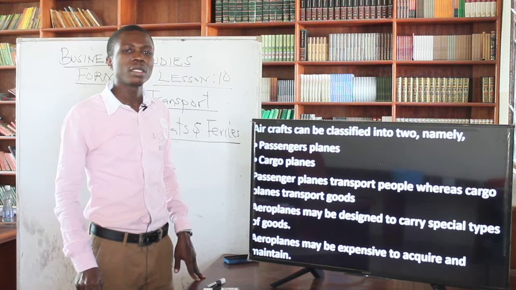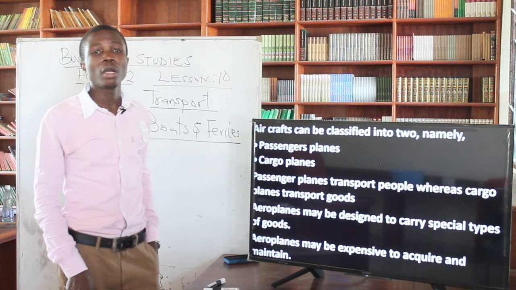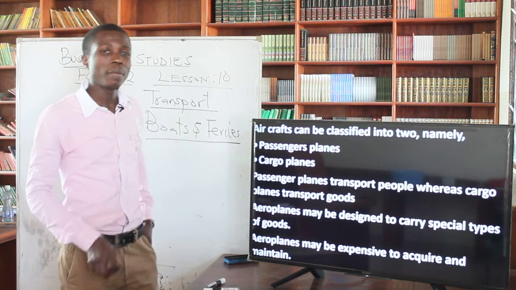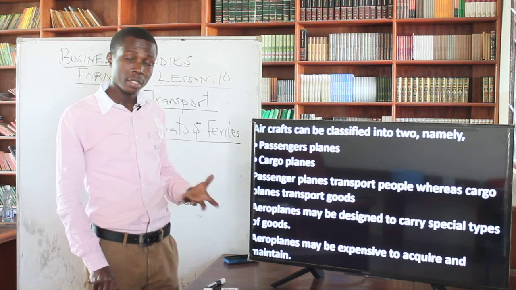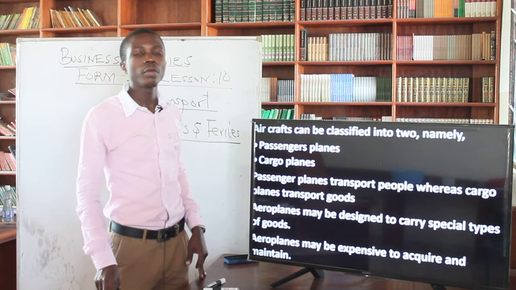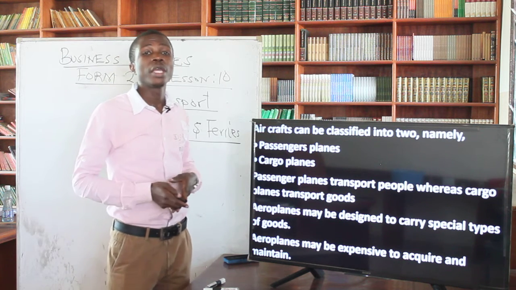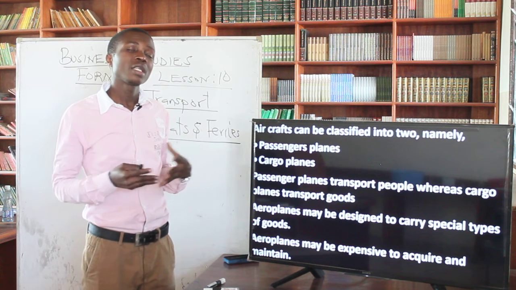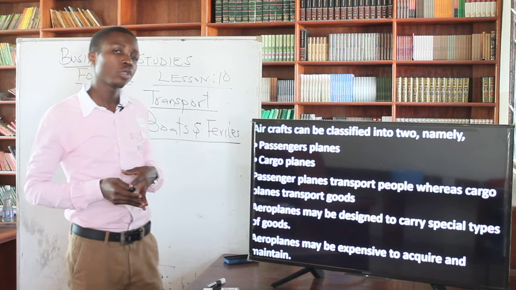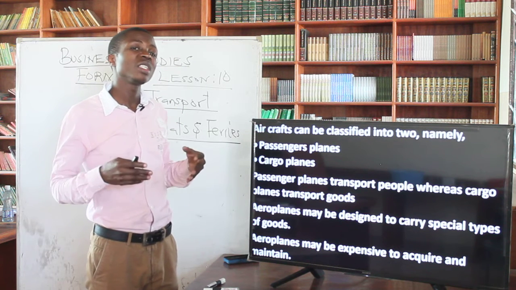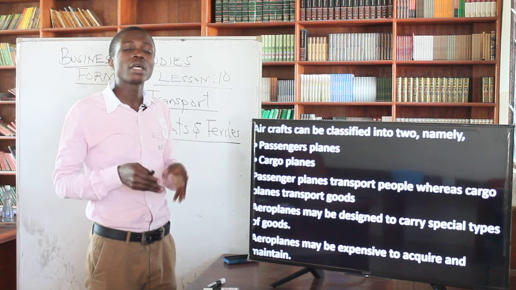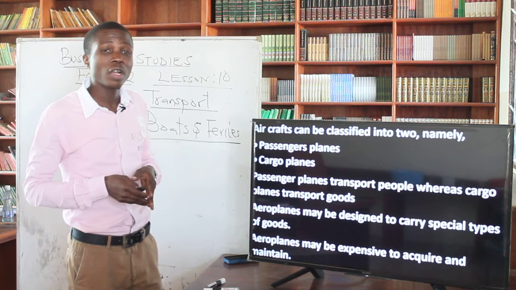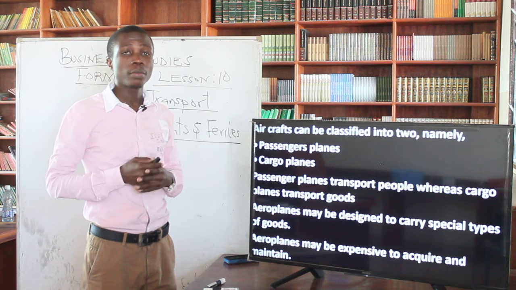Then after that, aircraft can be classified into two. We have passenger planes and cargo planes. The passenger planes transport people, whereas cargo planes deal with transporting cargo, which are goods. Airplanes may be designed to carry special types of goods. To talk about computers, there are some airplanes designed to ensure that goods like that are highly secure. Some are also designed for carrying perishable goods, etc.